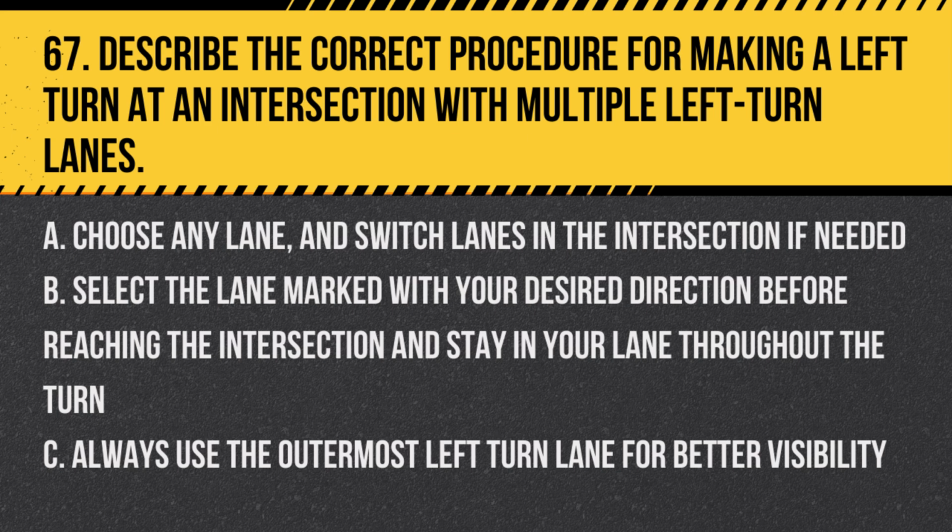Question 67. Describe the correct procedure for making a left turn at an intersection with multiple left turn lanes. A. Choose any lane and switch lanes in the intersection if needed. B. Select the lane marked with your desired direction before reaching the intersection and stay in your lane throughout the turn. C. Always use the outermost left turn lane for better visibility. Answer. B. Select the lane marked with your desired direction before reaching the intersection and stay in your lane throughout the turn. This minimizes confusion and collisions.